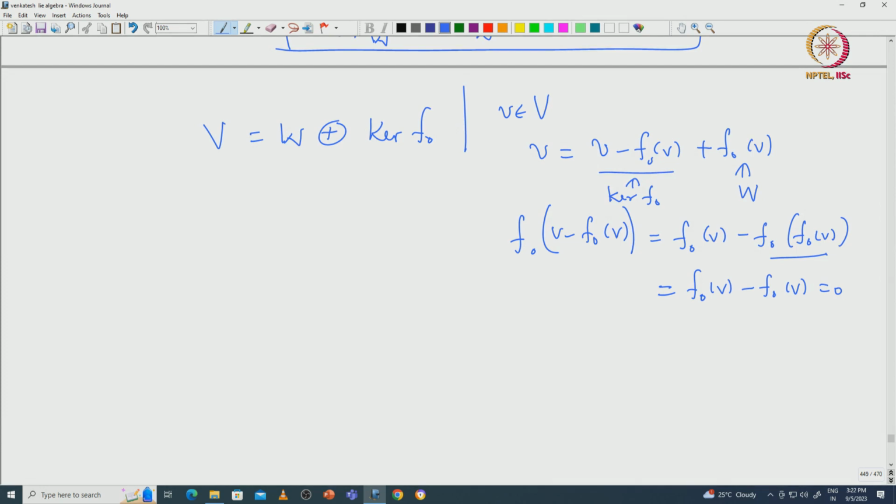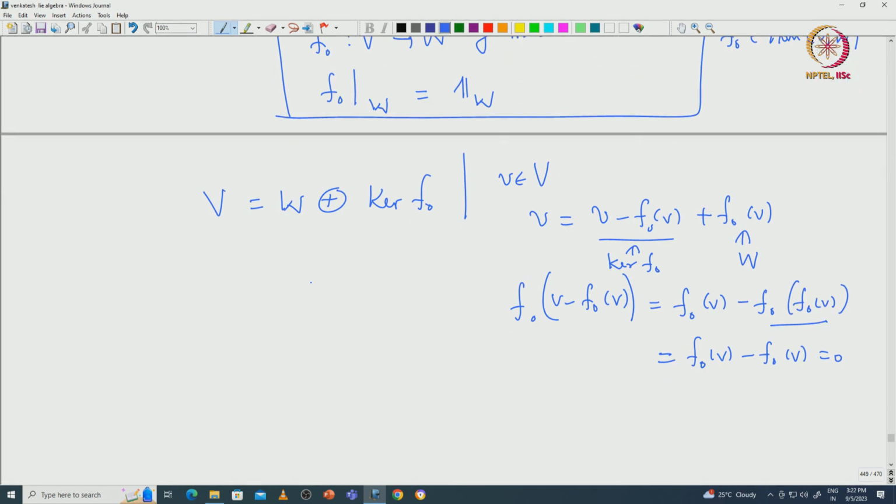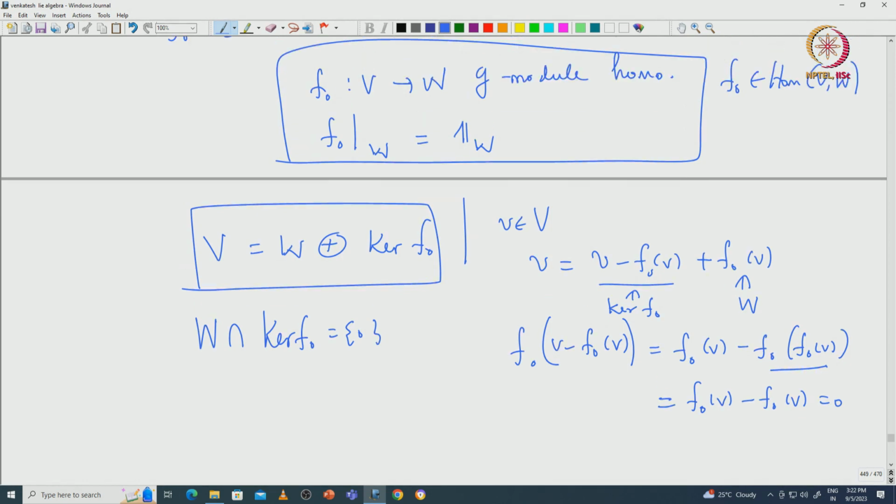Now, you can easily see that the intersection of W and the kernel of F naught is 0. So, that implies this V must be equal to W direct sum kernel of F naught. Since F naught is a G module homomorphism, this kernel must be a G submodule. So, this way we have established a very explicit complementary G submodule for this W.